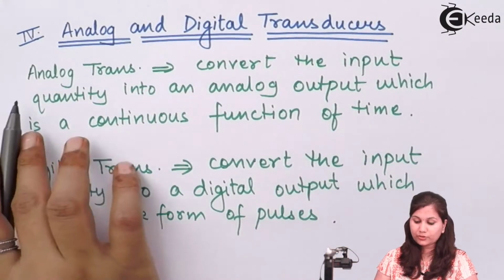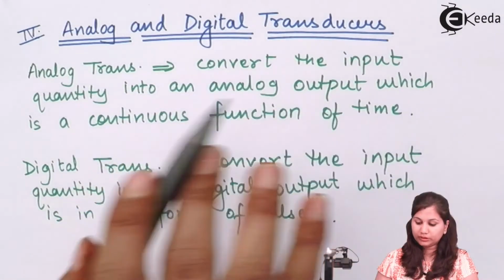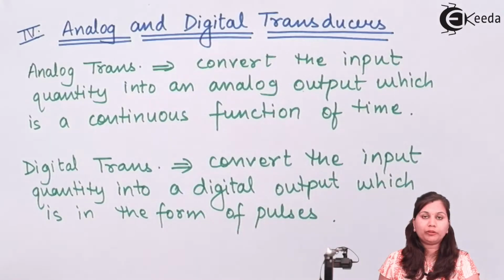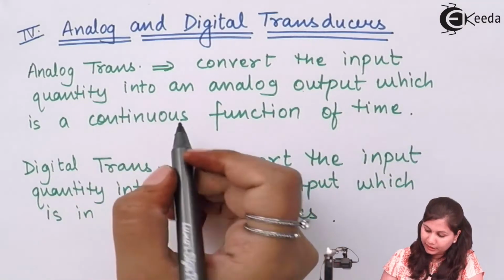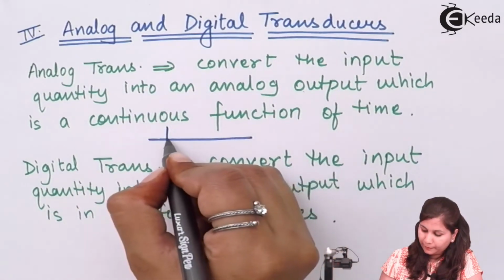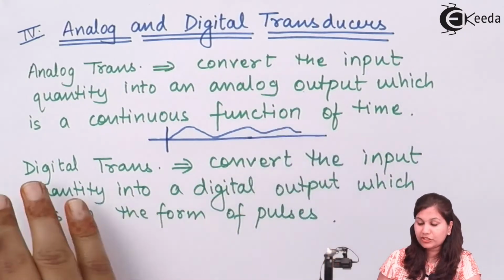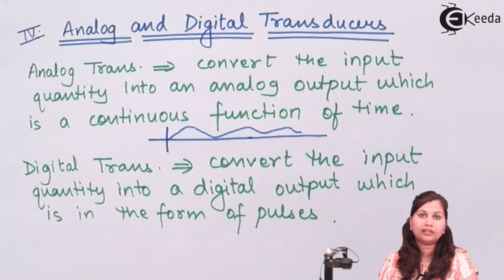So analog transducers are those transducers which convert the input quantity into an analog output. Analog output means the analog signal. Analog signal is a continuous function of time. If we see the graph for an analog signal, it will be like this, which is changing continuously with the time.